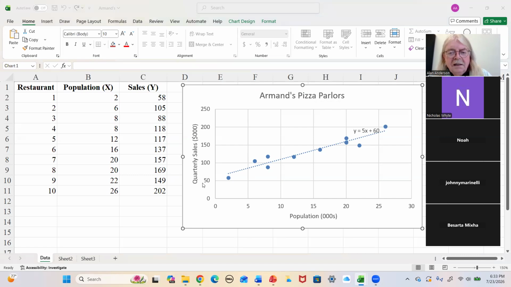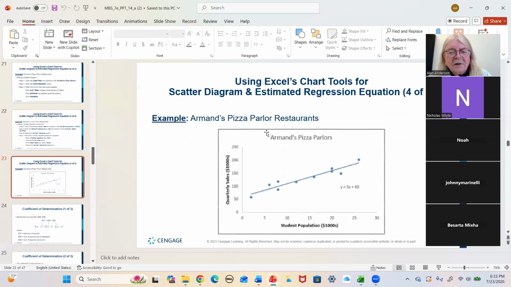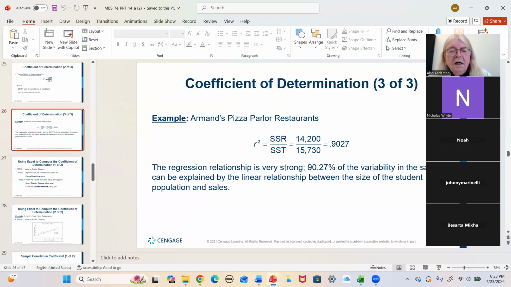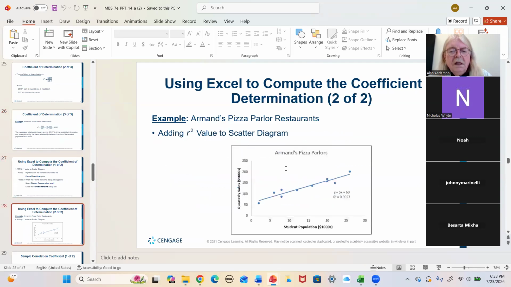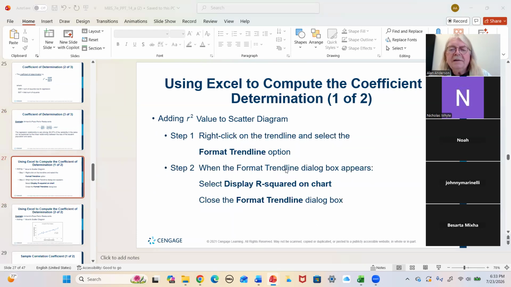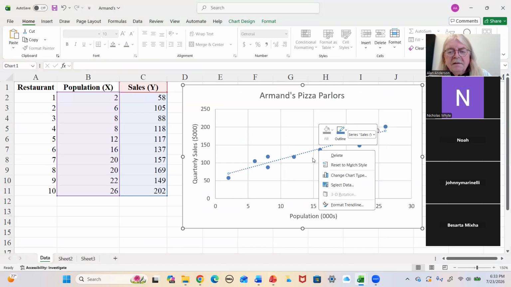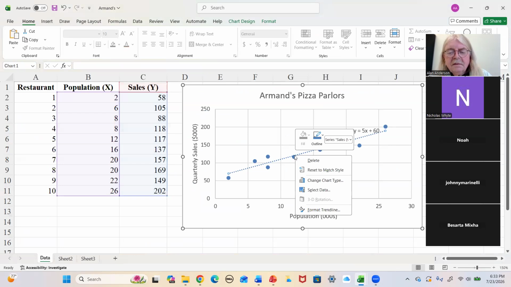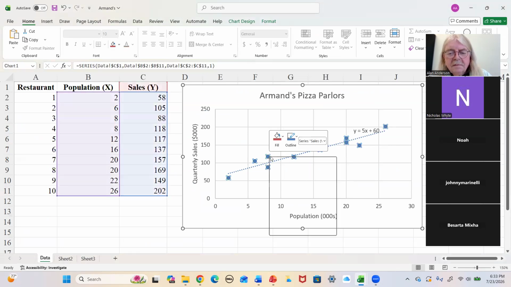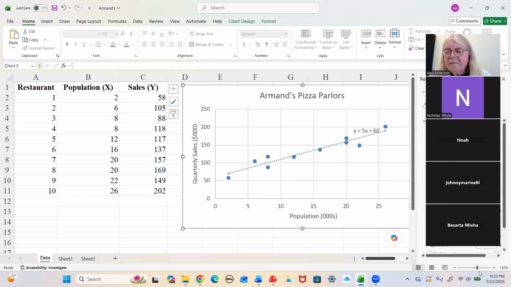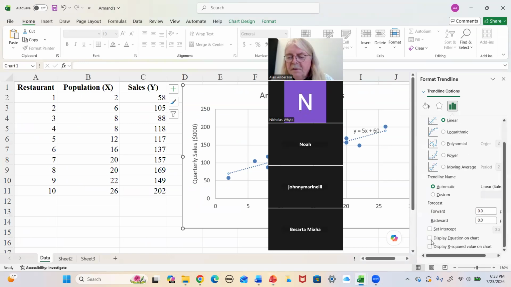Okay. Now, I think they're going to want us to do something more advanced, though. Let's see where this is going. Okay. All right. I'll tell you what. Let's go back to the right click until you can do Add Trendline. There's another option that we should have chosen underneath. We don't want Display Equation, we want R squared. Okay.